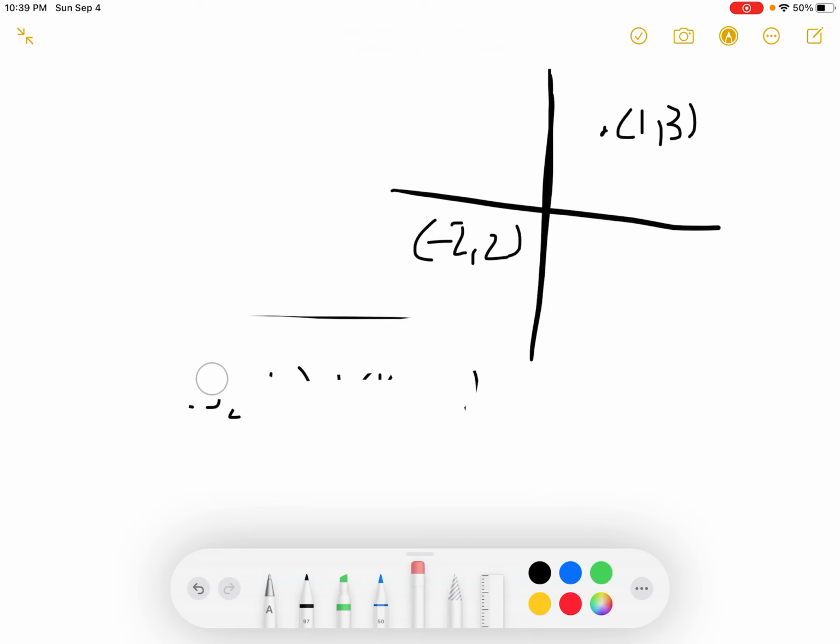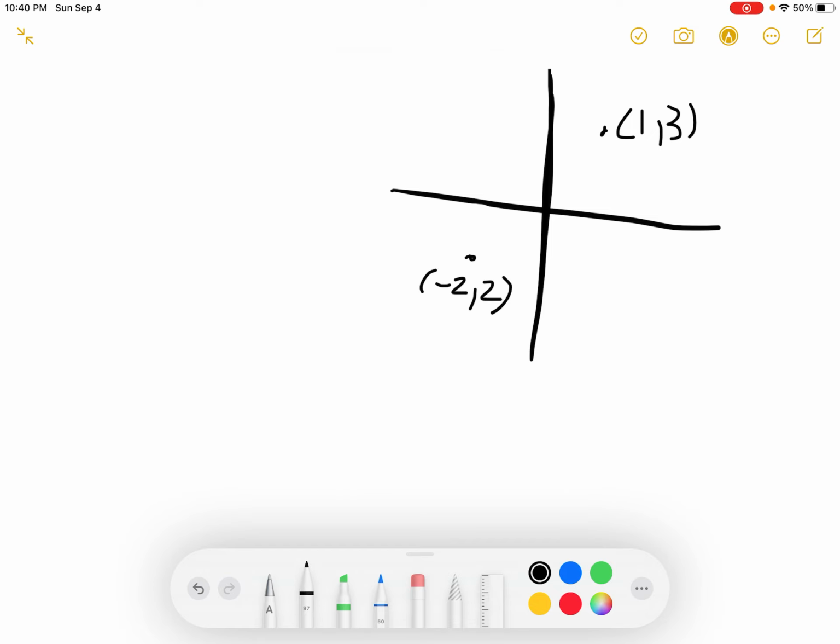Now there's another thing that you can do that's even different than that. So that's just finding, oh, of course I deleted that. So that was the distance formula. That's just like finding this. How long is that? But there's another thing we can do.